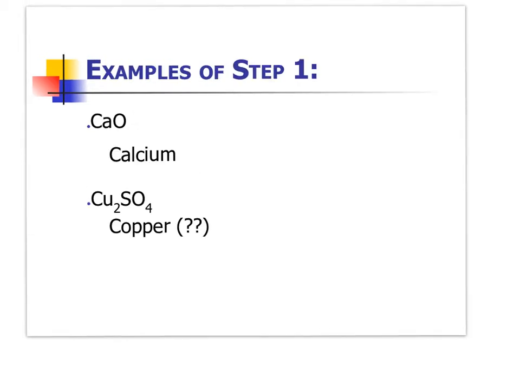So step 1, Ca is for calcium. The Cu is for copper, but I might not be sure what copper it is. Many students will think that it's copper 2 because they see a 2 there. And that might be what you think. We'll investigate that in just a little bit. But let's get back to the second step.